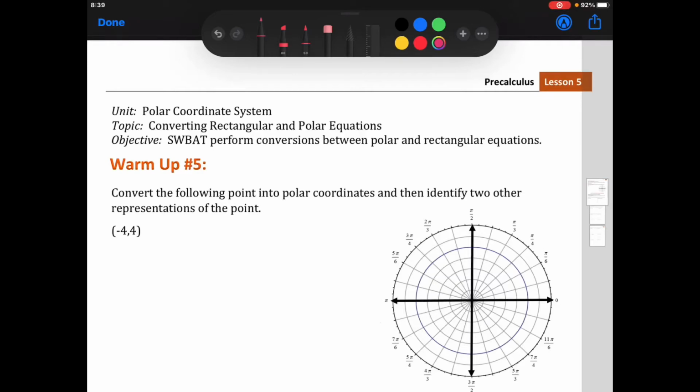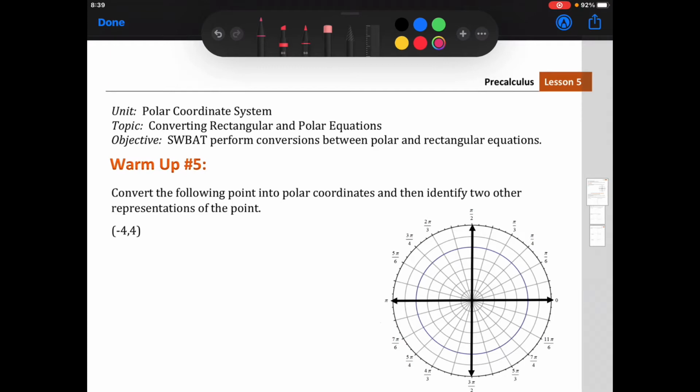Hey guys, welcome to Unit 12, Lesson 5. This is our last lesson for the unit. Our topic today is converting rectangular and polar equations. Very similar to when we converted rectangular and polar coordinates. So pause the video and try the warm-up please.